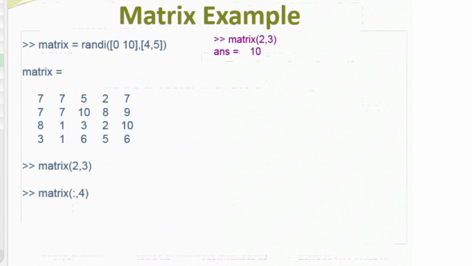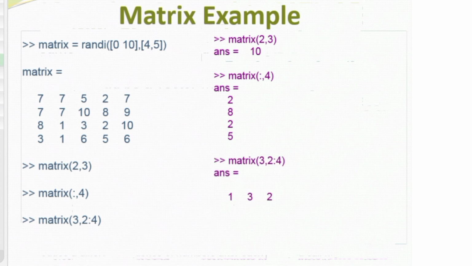If I type matrix(:,4), that means all rows in column 4. And if I look at column 4, my column 4 is 2, 8, 2, 5. And sure enough, that's what I get back as a column vector. If I do matrix(3,2:4), that means go to row 3 and pull out everything from column 2 to column 4. Well, if I go to row 3 and I go to columns 2, 3, and 4, I have the values 1, 3, 2. And that's what I get.